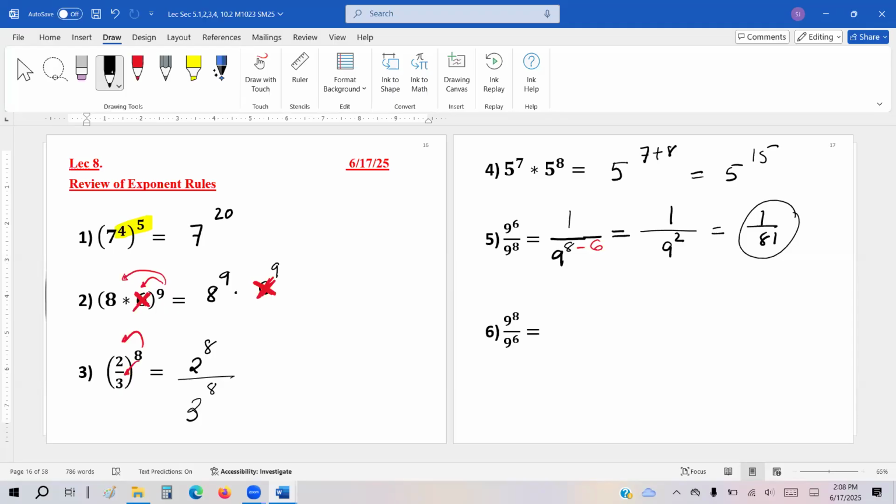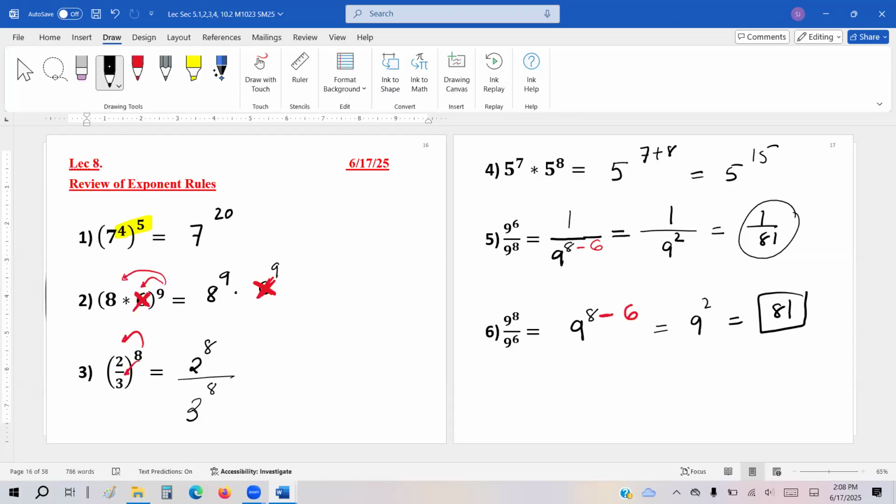So let's see. How about the last one? Our numerator is bigger, so we keep our numerator base and we subtract the denominator power. So we get 9 squared, so it's a whole number 81, not a fraction. So when the denominator is bigger, we get a fraction. When the numerator is bigger, we get a whole number. And these are the 7 rules you learned yesterday.